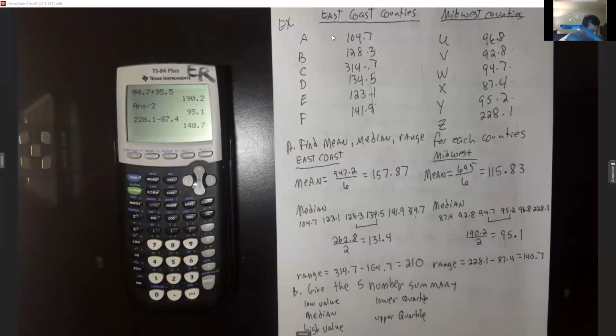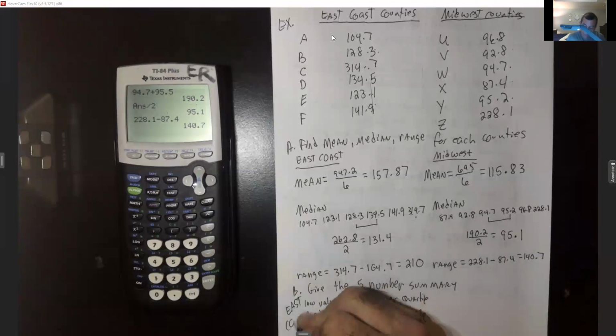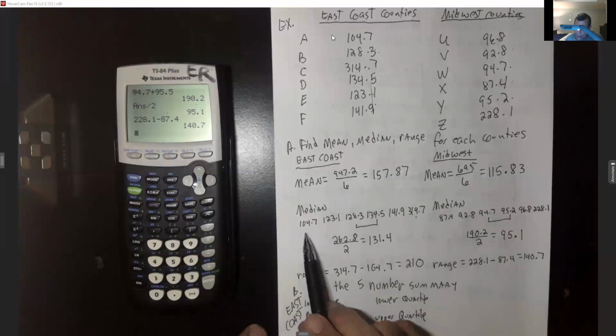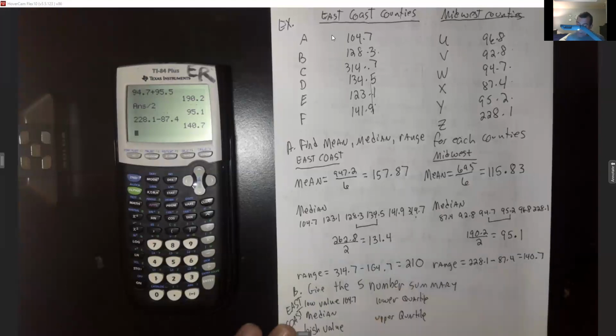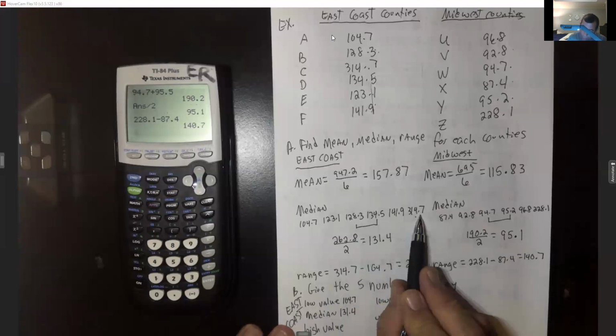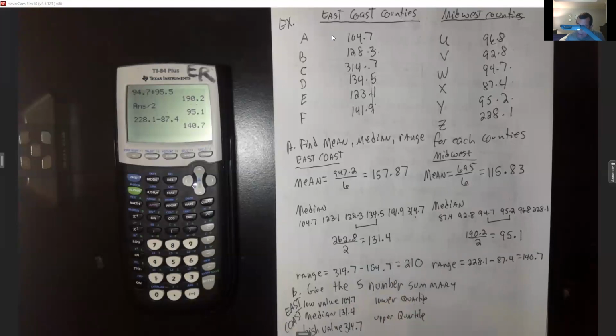So first I'm going to do, what we got first? How about East Coast? So East Coast data, we know the low value because we got it right here. Their low value was a 104.7. The median, well, we found the median. The median was 131.4. We know the high value, that was 314.7.